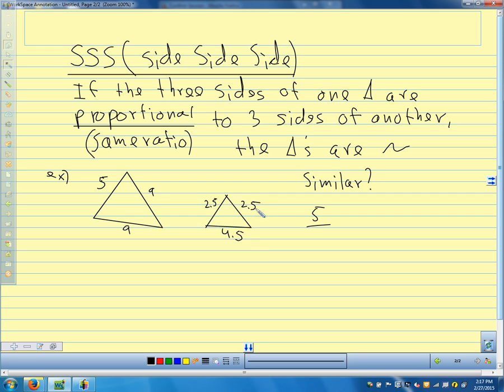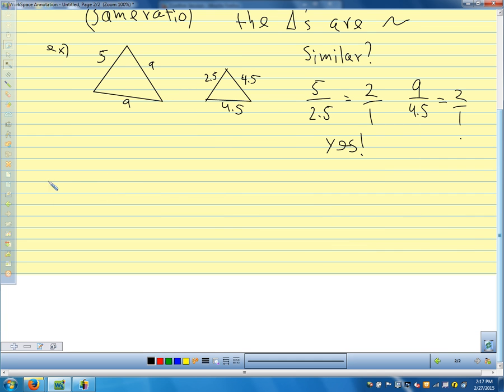Oh, I know what I did wrong. This should be a 4. Is that why you were confused? Yeah. All right, now what side am I going to match up with the 5? The 2.5. Why? It's the smallest. Very good. 5 over 2.5 equals 2 over 1. We could write it as a ratio. And 9 over 4.5, 2 over 1. So are all the sides proportional? Pairs of sides? Yes. So these would be similar. All right, let's look at another one.